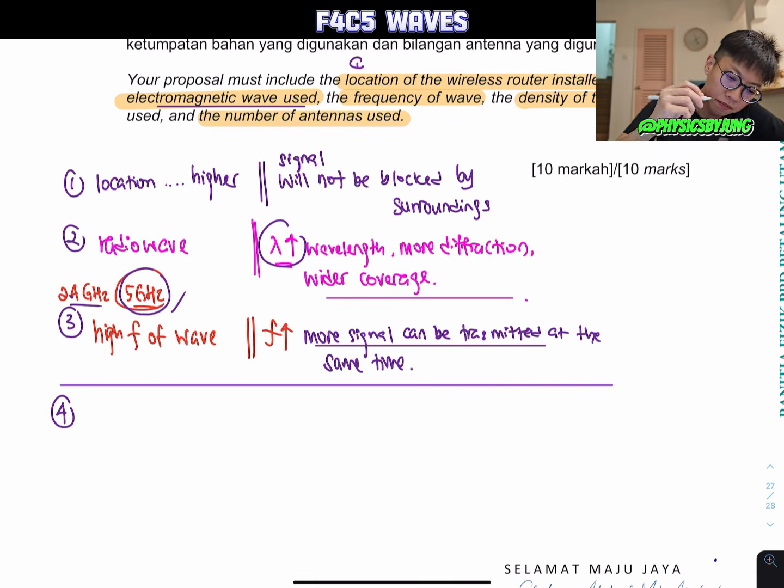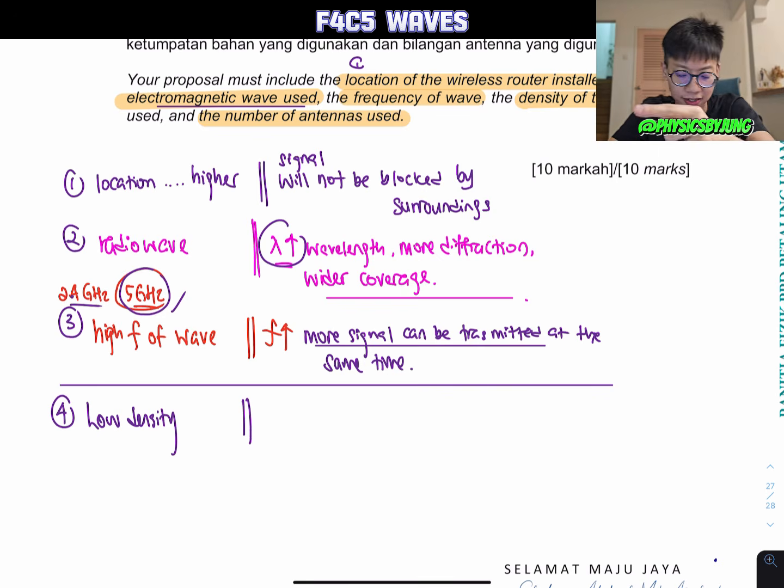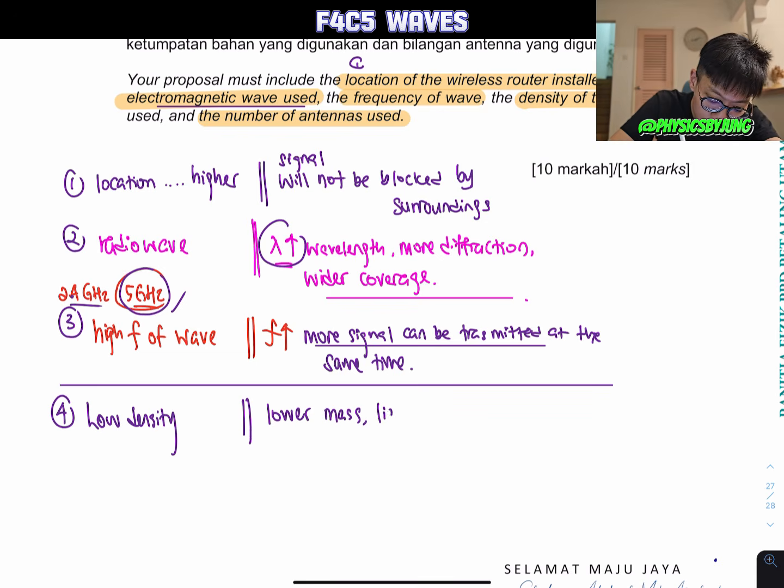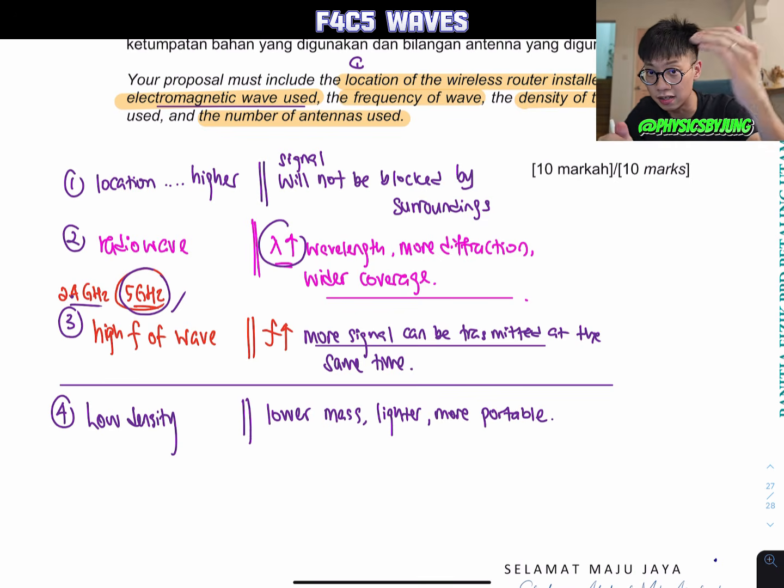Okay, now density of material. So remember in June House class I was very strict about this. Low density cannot straight away say light. Low density, why? Because it has a lower mass. Because density affects mass, then only we can say that it is lighter and this is going to be more portable. It's lighter and it's more portable.